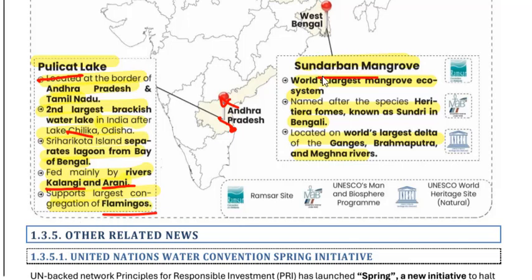Next is the Sundarban mangroves, the world's largest mangrove ecosystem, named after the species Heritiera fomes, known as Sundari in Bengali. Because of this Sundari, the name Sundarban mangrove is given. It is located on the world's largest delta of the Ganga, Brahmaputra and Meghna rivers.